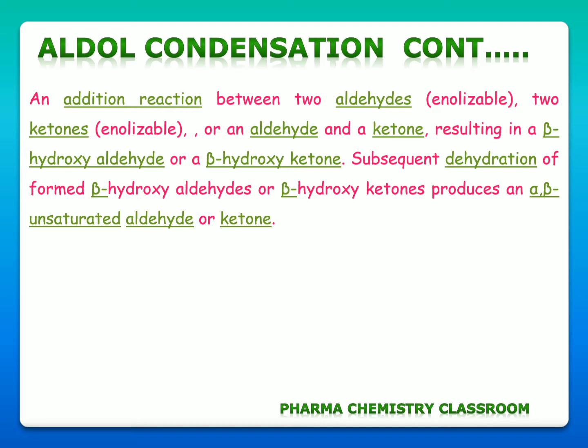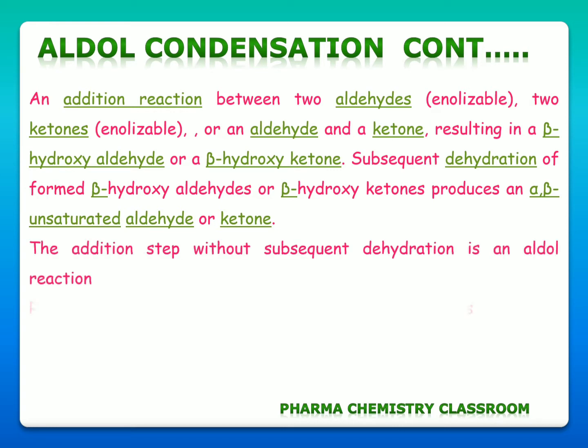Now, what is the meaning of alpha and beta carbons? The carbon atom which is directly attached to the functional group is known as alpha carbon, and the carbon next to this carbon atom is known as beta carbon atom. Now the addition step without the subsequent dehydration is known as aldol reaction, where we get hydroxy ketone or hydroxyaldehydes. This reaction takes place in presence of acidic or basic catalyst.